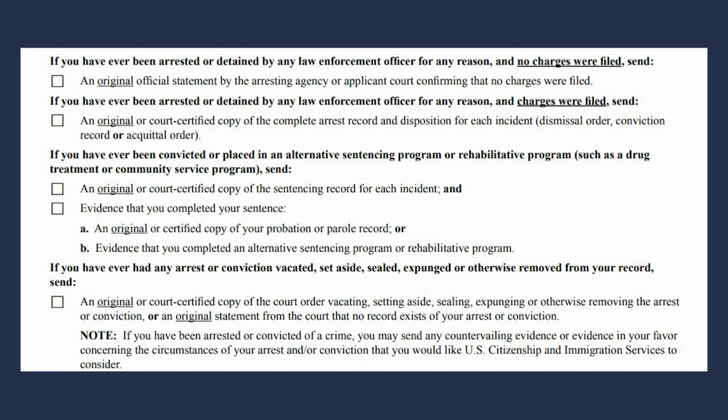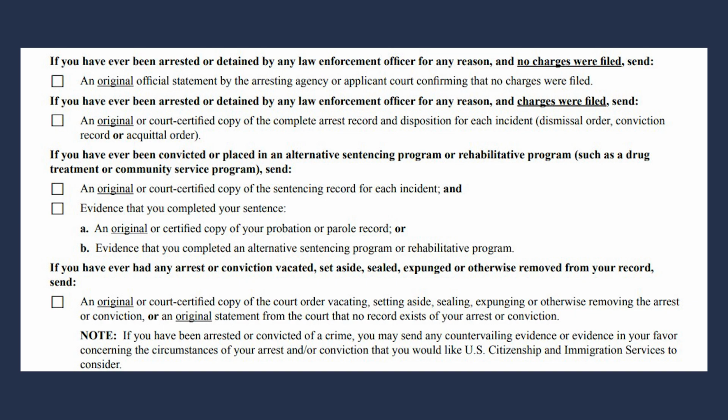If you have ever been arrested or detained by any law enforcement officer for any reason and charges were filed, send an original or court-certified copy of the complete arrest record and disposition for each incident, dismissal order, conviction record, or acquittal order. If you have ever been convicted or placed in an alternative sentencing program or rehabilitative program, such as a drug treatment or community service program, send an original or court-certified copy of the sentencing record for each incident, and evidence that you completed your sentence, an original or certified copy of your probation or parole record, or evidence that you completed an alternative sentencing program or rehabilitative program.